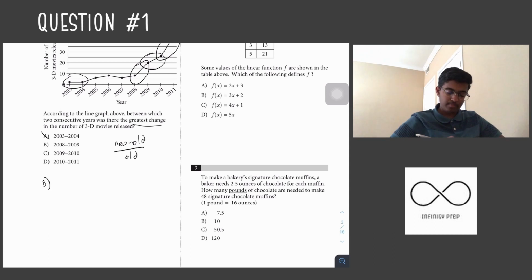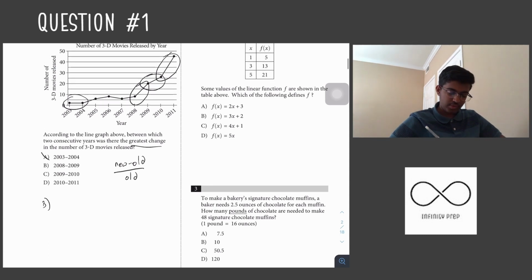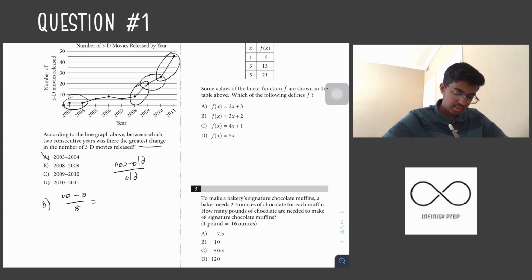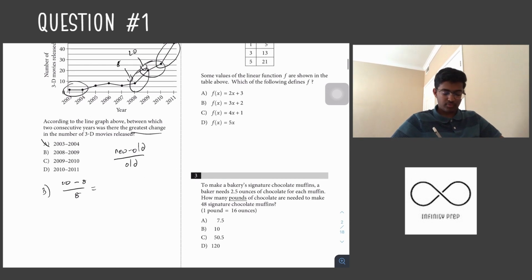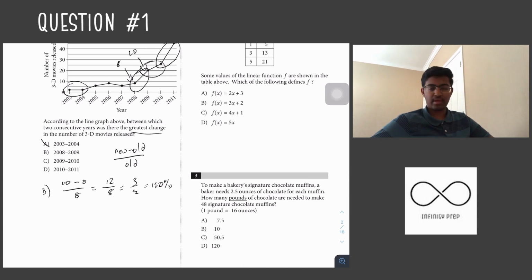So for B, 2008 to 2009, it would be 20 minus 8 over 8, because there were 20 movies released in 2009 and 8 released in 2008. So this would be 12 over 8, which simplifies to 3 over 2. This is a 150% increase compared to 2008, because 3 over 2 is 1.5.